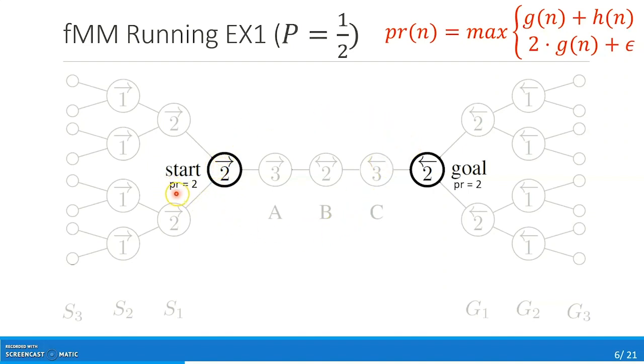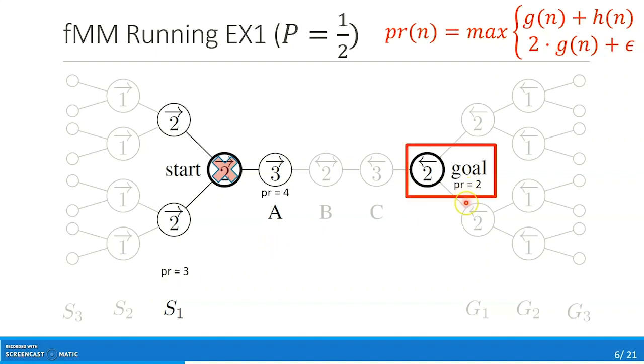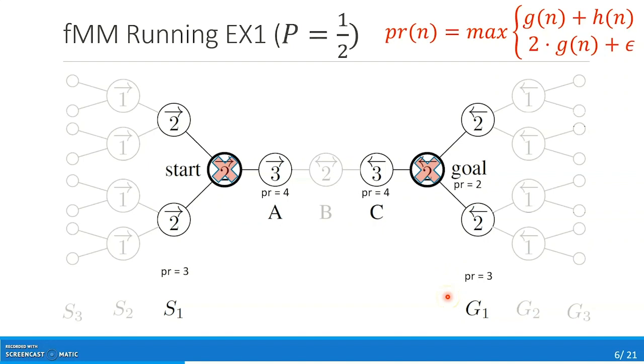At the beginning, the priority of both start and goal is equal to 2 because of their f value, and therefore FMM can choose to expand either one of them. After start is expanded, nodes A and S1 are generated. A has a priority of 4 because its f value is equal to 4, and S1 has a priority of 3 because its f value is equal to 3. So now goal has the lowest priority and it will be expanded, and G1 and C will be generated, which are symmetrical to S1 and A.